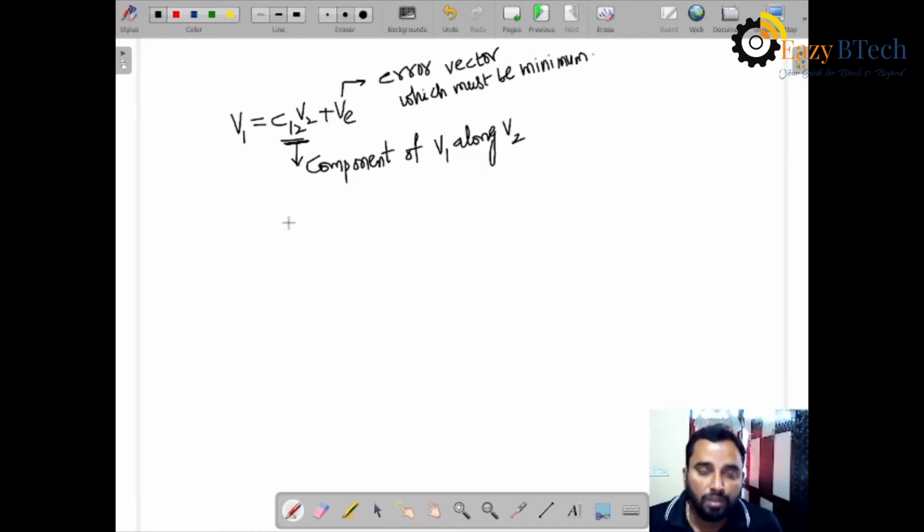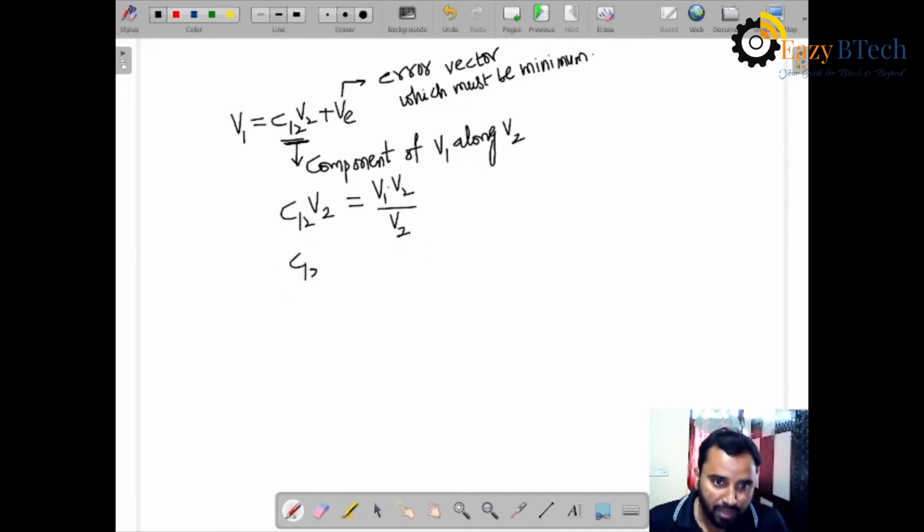Clear? Now, how to find the component of V1 along V2? We can do this using dot product. So C12 V2 is equal to V1 dot V2 by V2. Component of V1 along V2 is V1 dot V2 by V2. Then I write this as C12. What is the value of C12? C12 is V1 dot V2 by V2 square. This is the value of C12.